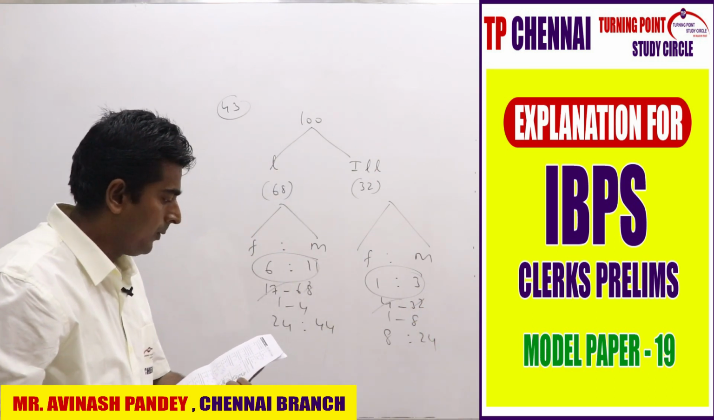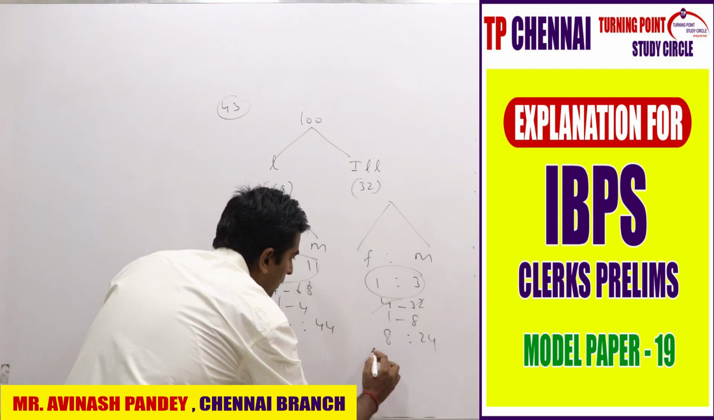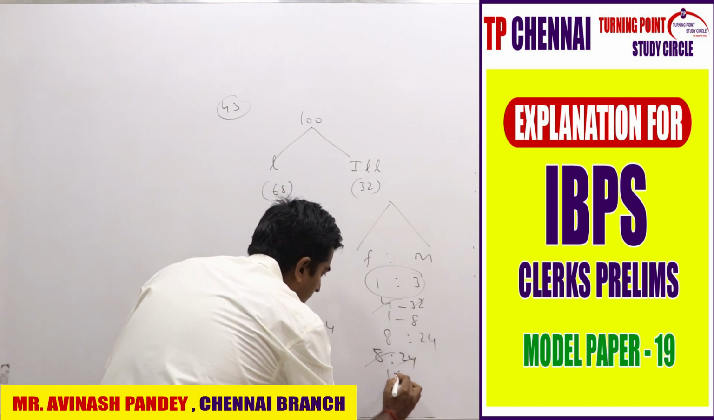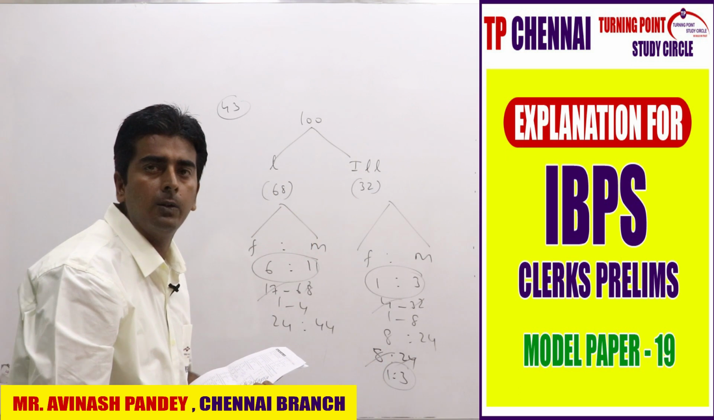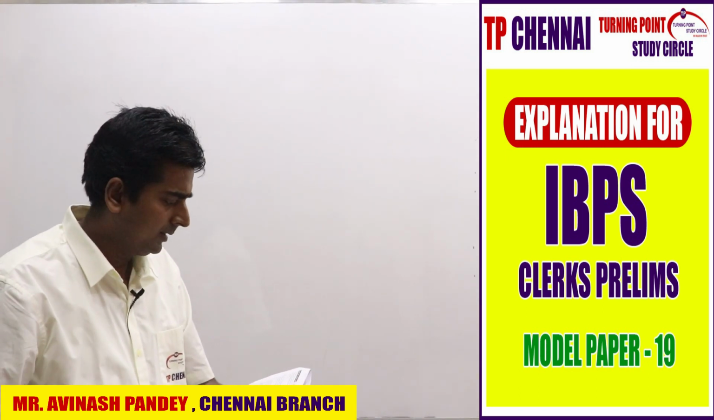Now what they are asking, find the ratio of illiterate female to literate female. Illiterate female is how much? 8 here, and literate female is how much? 24. So what is my ratio? 1:3. My answer is nothing but 1:3. Right, so next one, again it's coming under, you can say, miscellaneous, right?